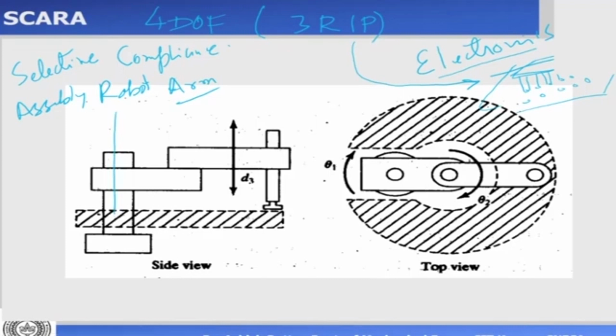The first axis is here. Okay, it's a rotation axis. Second axis is there. It is a rotation axis. The third axis is a translational axis. This one is going up and down, which is here. That means this part can move up and down. That is the translational axis.